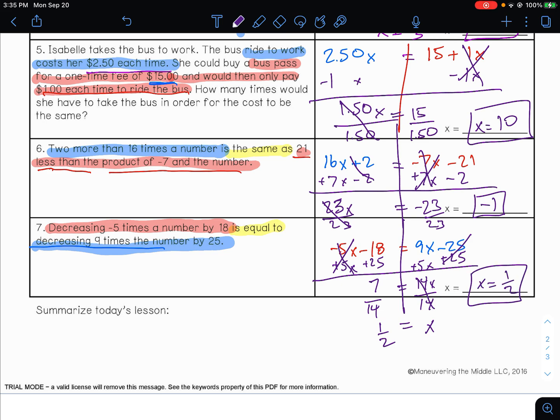And that's it. That's how you write equations with variables on both sides from word problems.